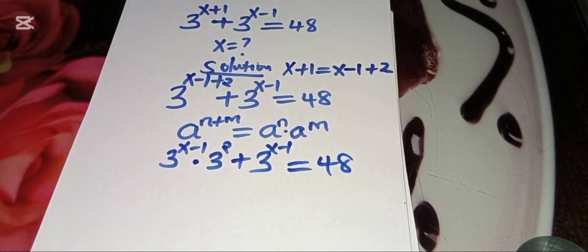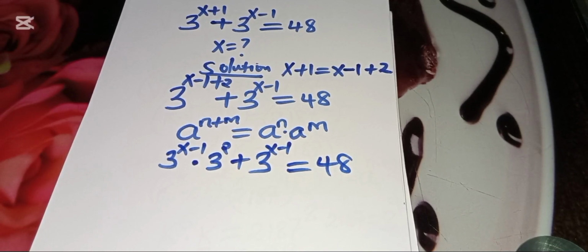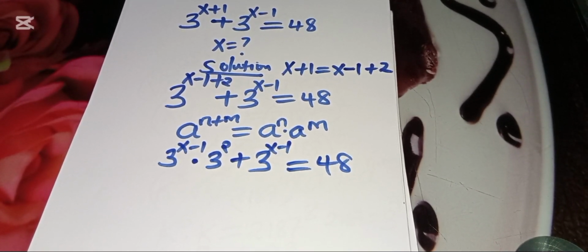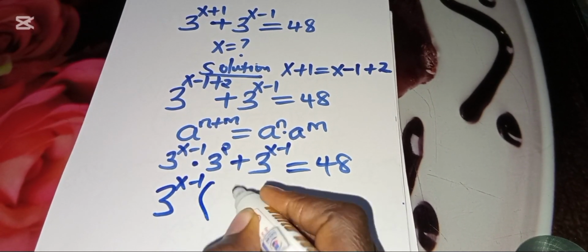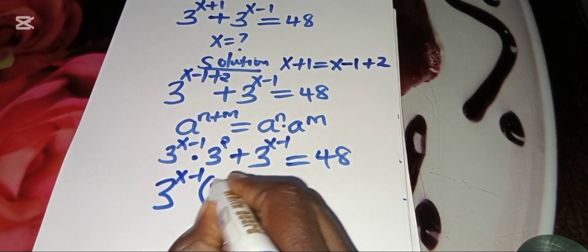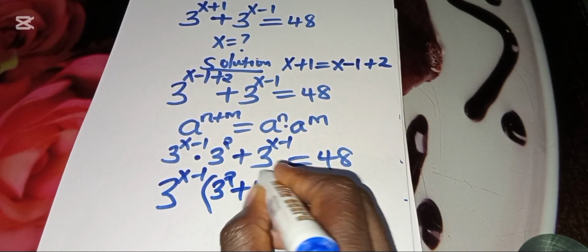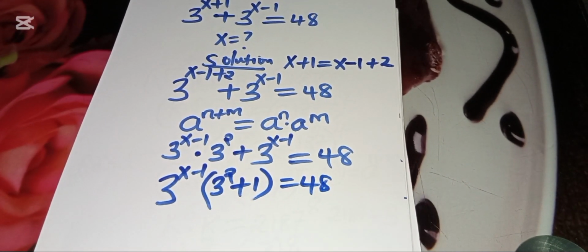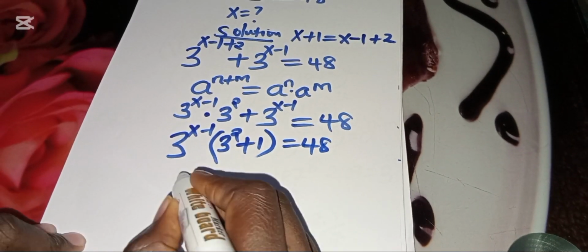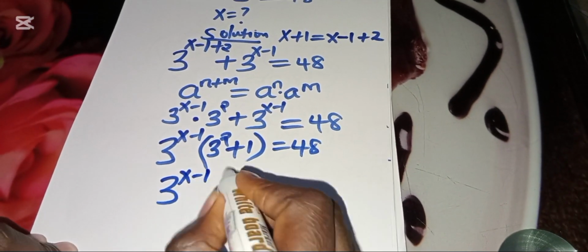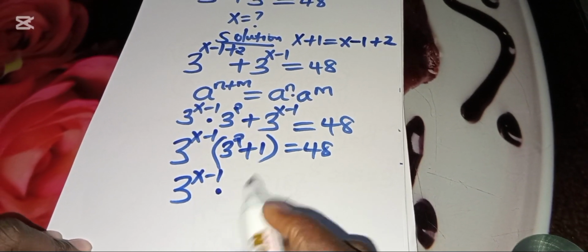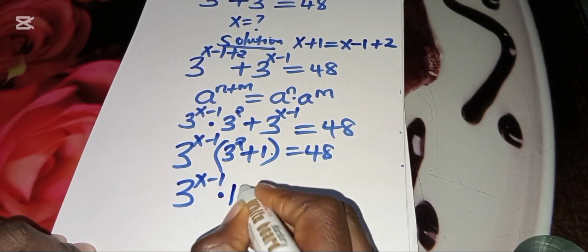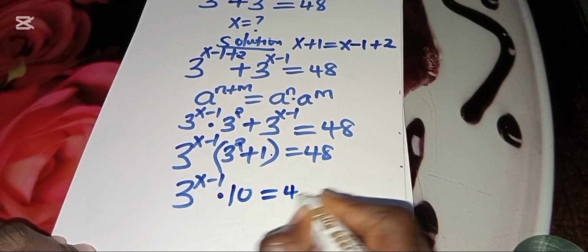And as you can see, 3 raised to power x minus 1 is common. So we factor out 3 raised to power x minus 1. So you'll have 3 raised to power x minus 1 into the bracket, 3 squared plus 1, which is equal to 48. So that you'll have 3 raised to power x minus 1 multiplied by, now this is 3 squared, which is 9, plus 1, which is equal to 10. This is equal to 48.